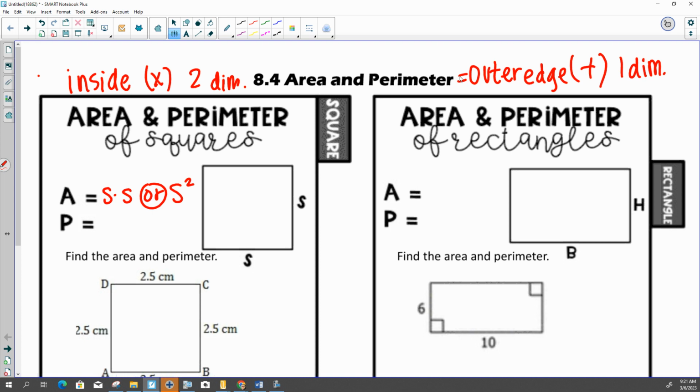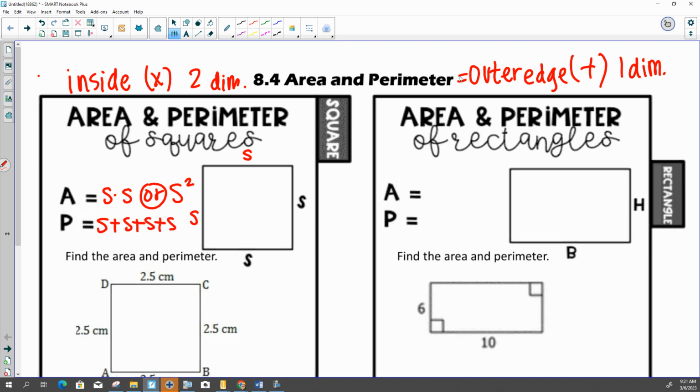So perimeter is around the whole edge, not just the 2. Some people just do 2 sides. They just add the 2 that are given. So make sure you remember a perimeter. Can you imagine if you fenced in your dog and you only did 2 sides? She would run away. So we have to do all 4. Side plus side plus side plus side.